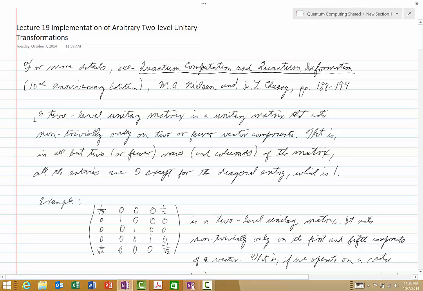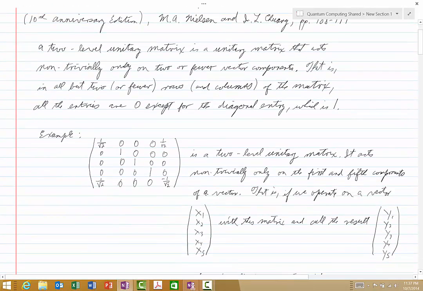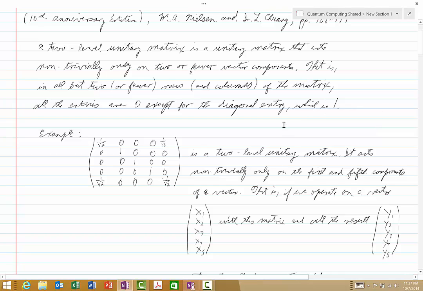Okay, so we begin with a definition, which is that a two-level unitary matrix is simply a unitary matrix. Remember, we've discussed these before. It's a unitary matrix that acts non-trivially only on two or fewer vector components. That is, in all but two or fewer of the rows of the matrix, and columns as well, all the entries are 0 except for the diagonal entry, which is 1. And so we have here an example of a two-level unitary matrix.